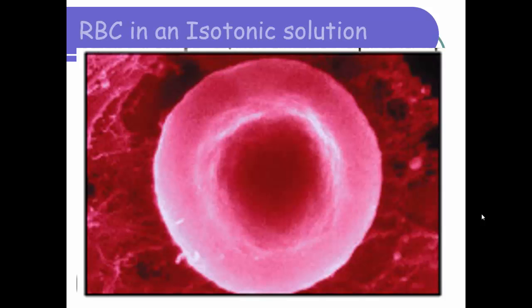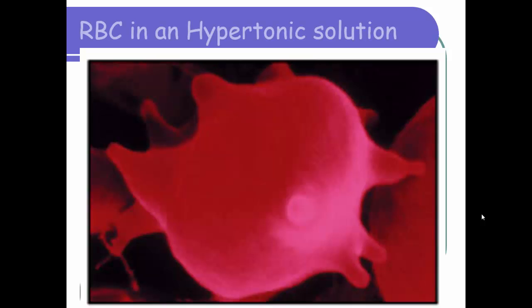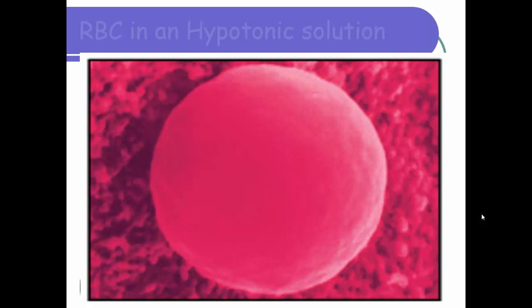Here's a nice normal red blood cell in an isotonic solution. It has that nice biconcave look to it. This red blood cell has been put into a hypertonic solution. Water has come out of the cell into the outside, causing the cell to shrink or shrivel. These wrinkles are known as crenation.